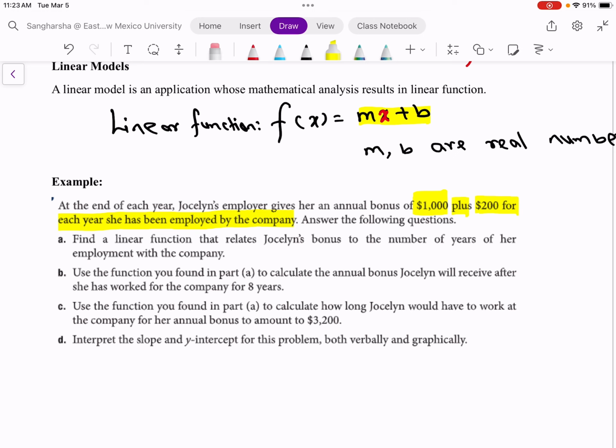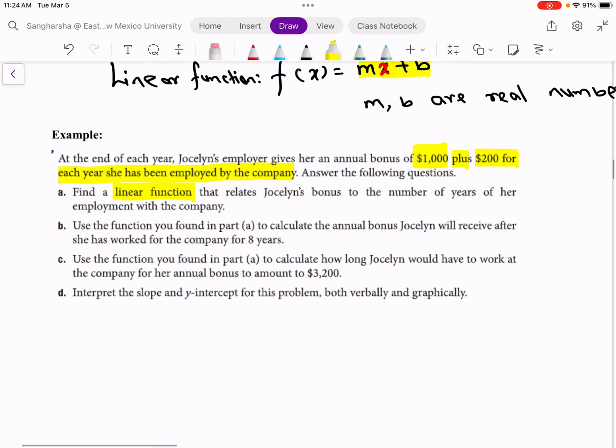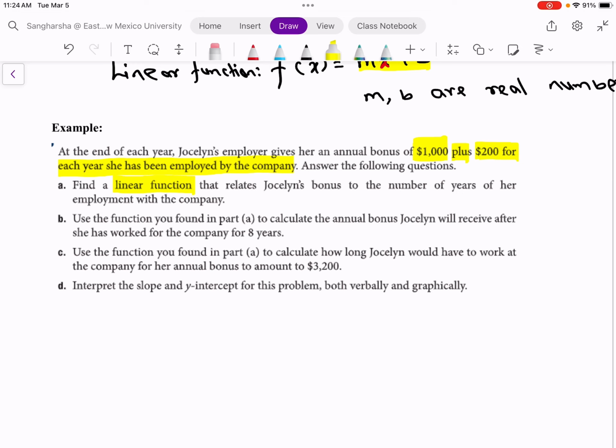Now the very first thing that we have to do here is find a linear function that relates the bonus to the number of years of our employment with the company. We need to write a linear function. And when we write a linear function, what do we need? What are the parts of a function? The function must have an input, which is the domain, and an output.